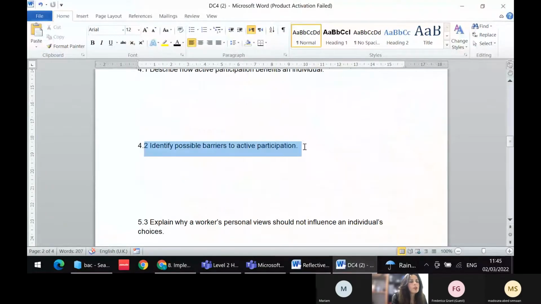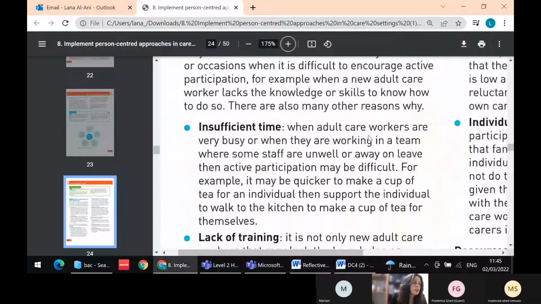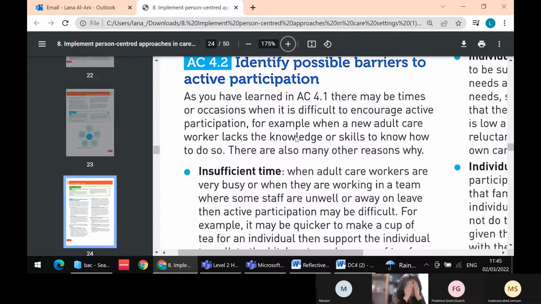So now identify possible barriers to active participation. What are the barriers that people might have which prevent your client from being actively involved in their own care? Can you think? Yes. So now there are some barriers. Can you think about some of these barriers?